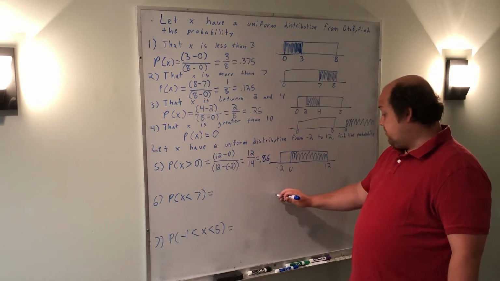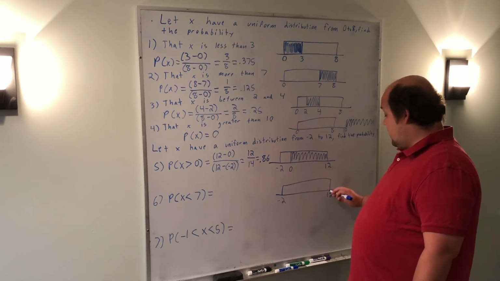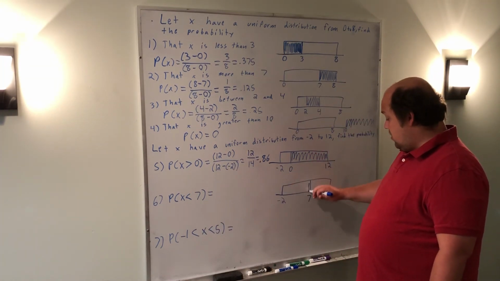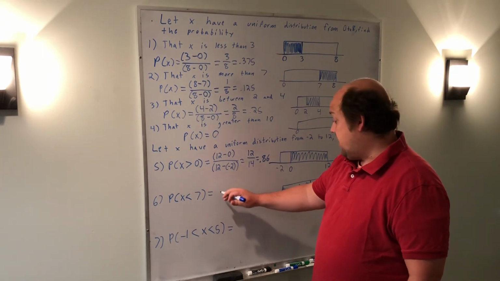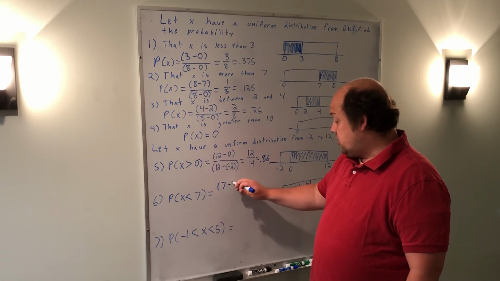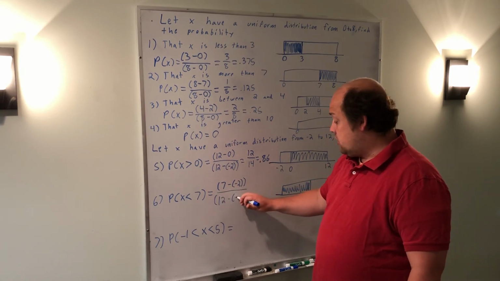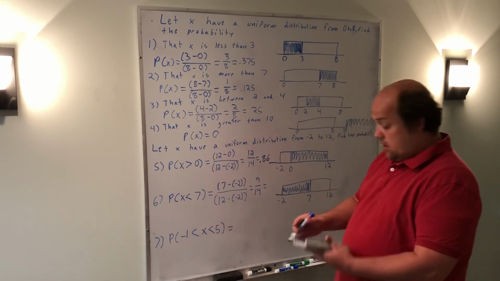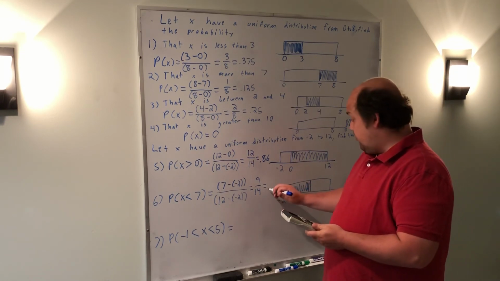Again, for number 6, I'm going to start by drawing my box. It goes from -2 to 12. In this case, they say x is less than 7. So let's say 7's about here. Shade to the left for less than. So the top part of my fraction, the shaded area, ends at 7, starts at -2. The whole box ends at 12, starts at -2. On top, I'm going to get 9. On bottom, I'm going to get 14. And when I put that into my calculator, 9 divided by 14 gives me 0.64.